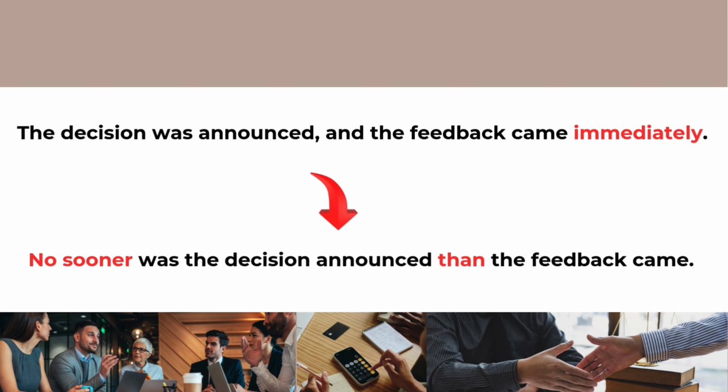Okay, if you're feeling comfortable with the sentence structure, let's go to a little bit more advanced one. Look at this sentence. The decision was announced and the feedback came immediately. So you have 2 parallel actions in a sense that happened immediately. So you could start by highlighting and saying, no sooner was the decision announced than the feedback came.